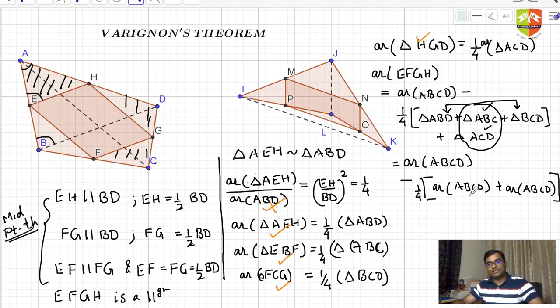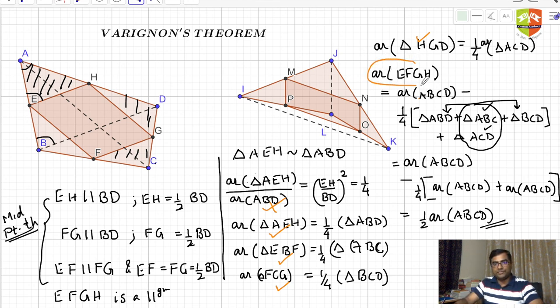Okay, so what is this? Twice of ABCD by 4. That means this is half of ABCD. So if you solve this, you'll get half of area of ABCD. And hence, proved. That is what we wanted to prove, that area of this parallelogram EFGH is equal to half of area of the quadrangle. Area of parallelogram EFGH is half quadrangle area ABCD.